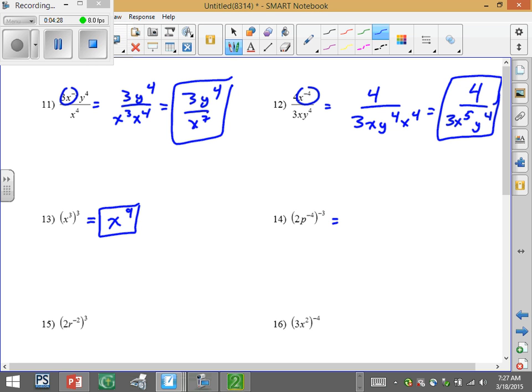Excuse me. This will be 2 to the negative third, and then negative 3 times negative 4 is positive 12. That 2 is taken to a negative exponent, so we end up having to move it to the bottom. So 2 to the third. Actually, 2 to the third is a number you can go find, and that's 8 if you type it into the calculator.